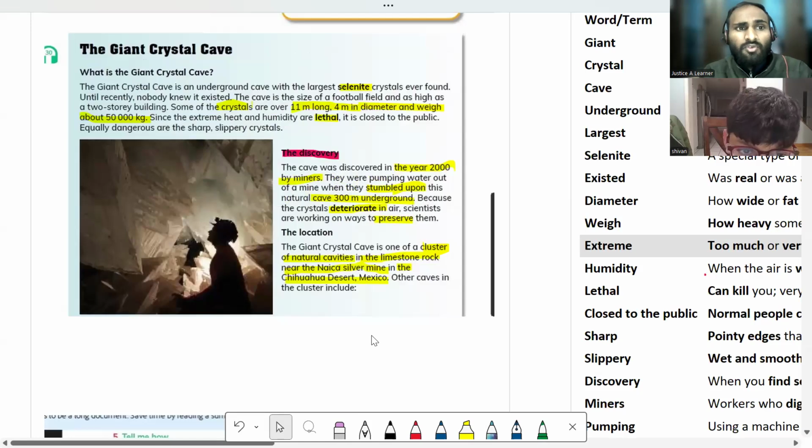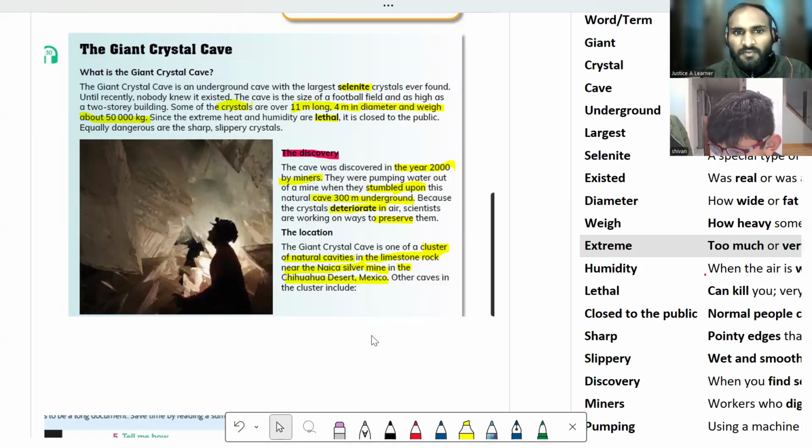We came to know about the giant crystal cave, right? And knew about its discovery. Can you tell me how it was discovered and in which year it was discovered first? In 2000. And how? Miners dug up 300 meters down, and they found water.